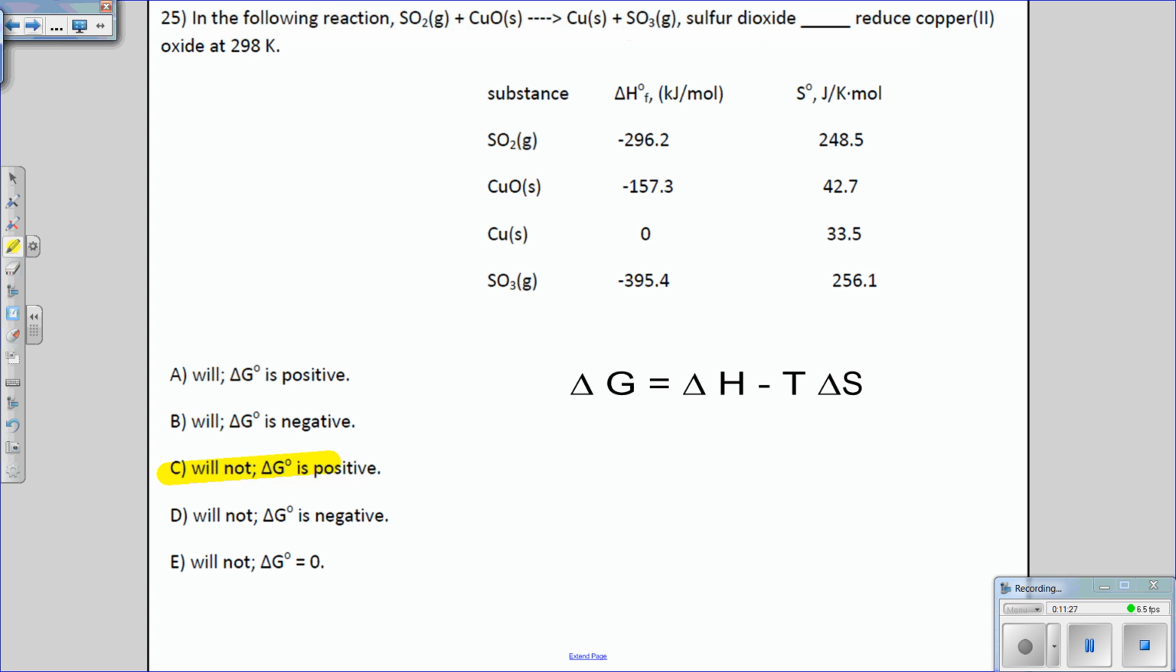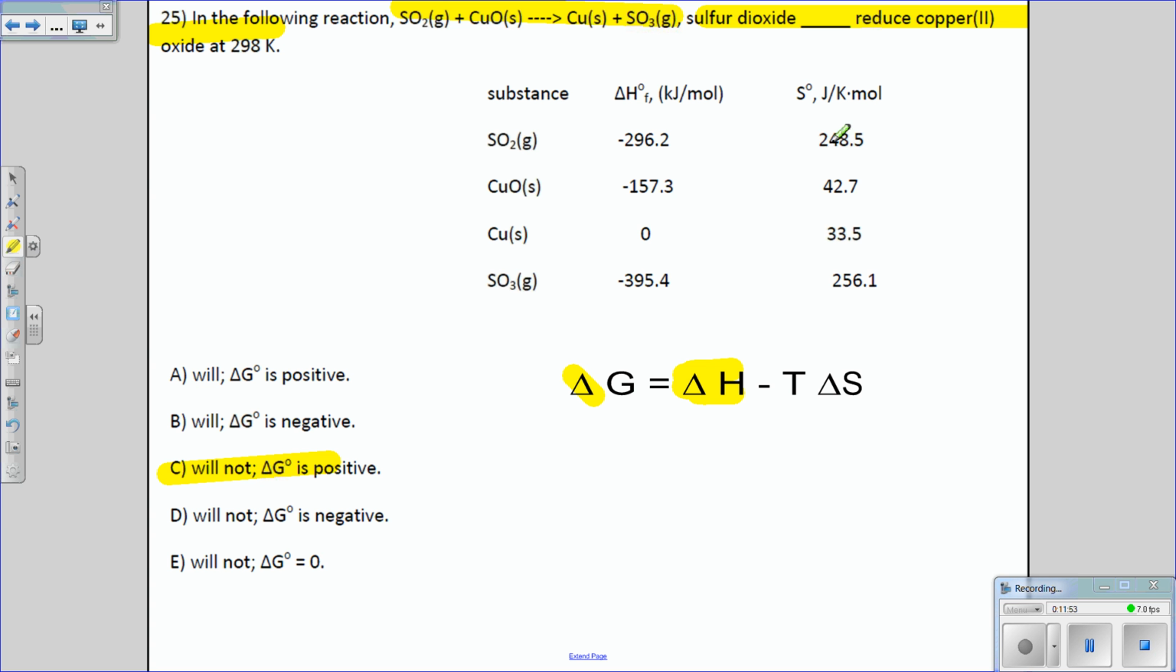25. They asked you, will this reaction happen? What they're saying is, will it happen or won't it happen? That's, again, spontaneity, delta G, the top of the mountain. So what you have to do is basically what we did before. You do products minus reactants for delta H using the reaction. So here's the reaction right there. You do products minus reactants. You find your delta H. Pop that into delta G.